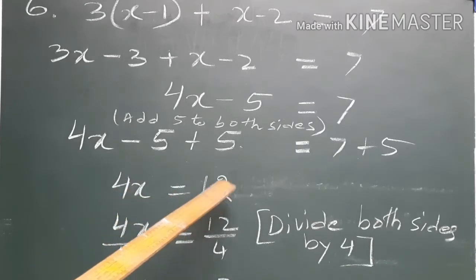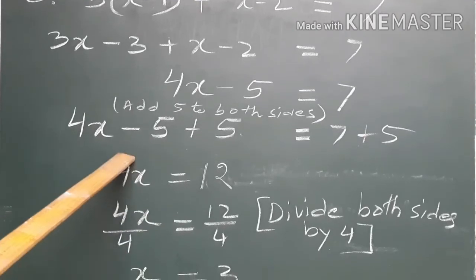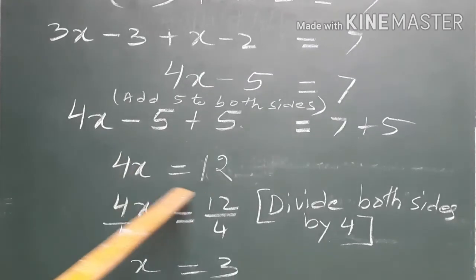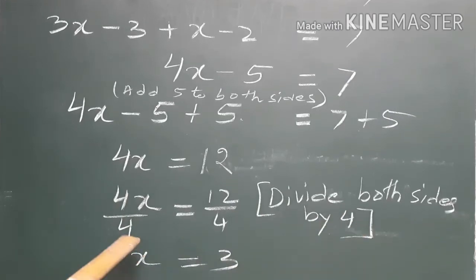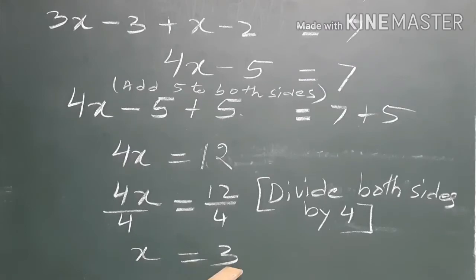4x is equal to 12. Now we have to remove this 4. In order to remove 4, we have to divide both sides by 4. So divide both sides by 4. So we are left with x is equal to 3.